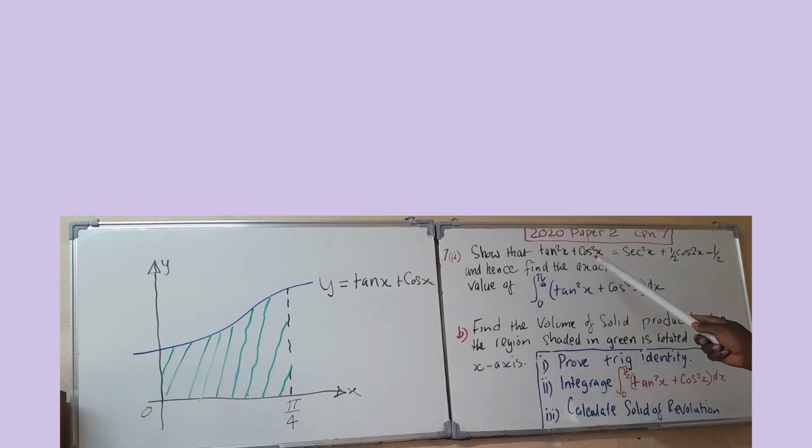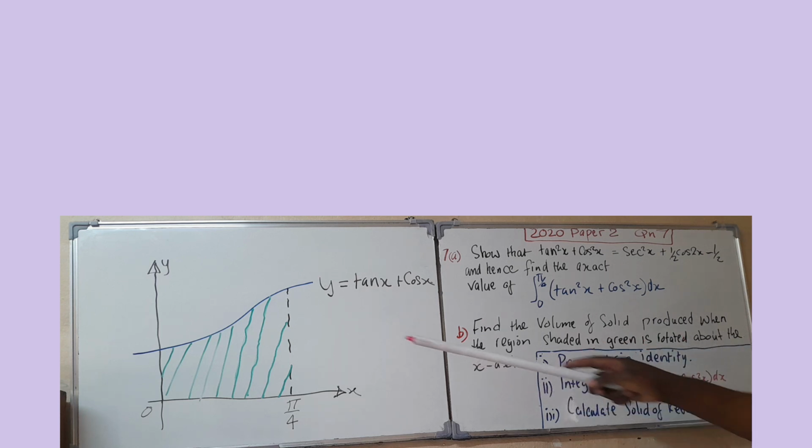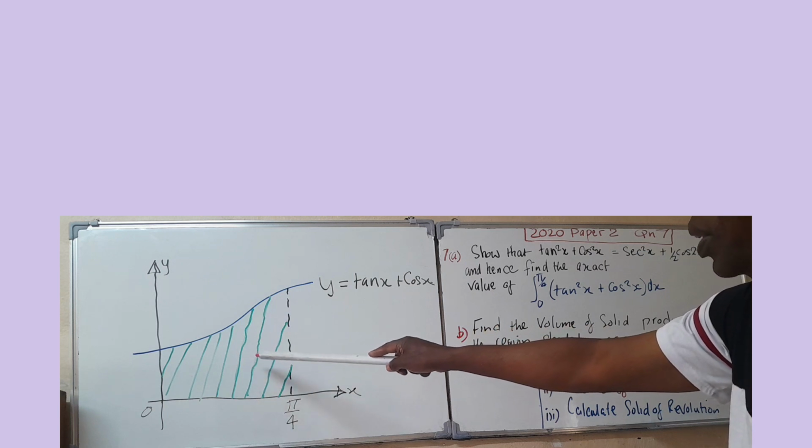Show that tan squared x plus cos squared x is equal to sec squared x plus half of cos of 2x minus half. And hence, find the exact value of the integral from 0 up to pi over 4 of tan squared x plus cos squared x with respect to x. Question B says, find the volume of the solid produced when the region shaded in green is rotated about the x-axis. They are talking about this region I have shaded here in green.